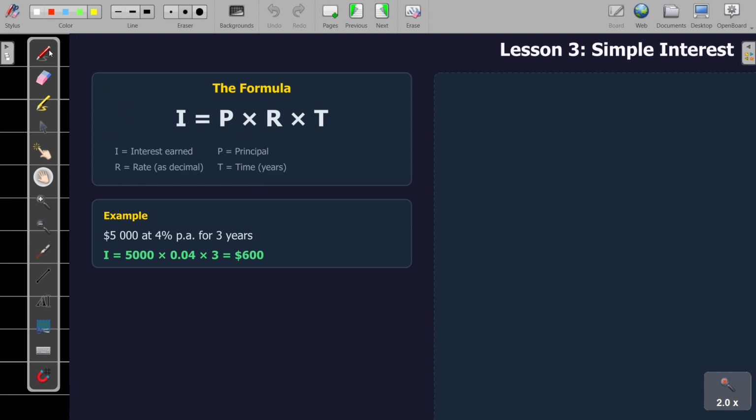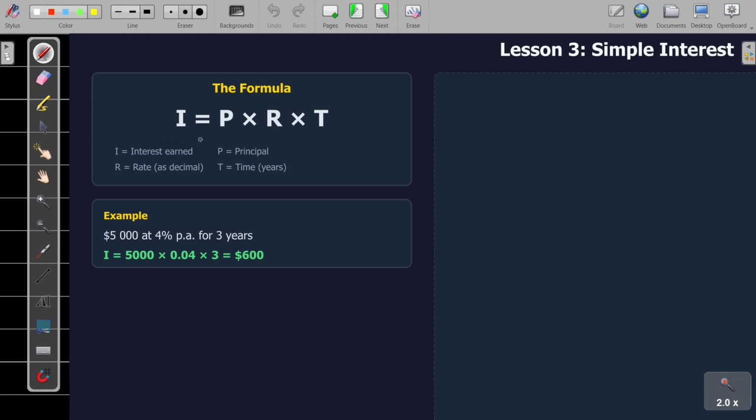And we have the formula, as you can see right here. The formula for simple interest is I, which is the interest earned, equals PRT. They all multiply together. We have principal, we have rate, and time as years. Rate as the decimal.